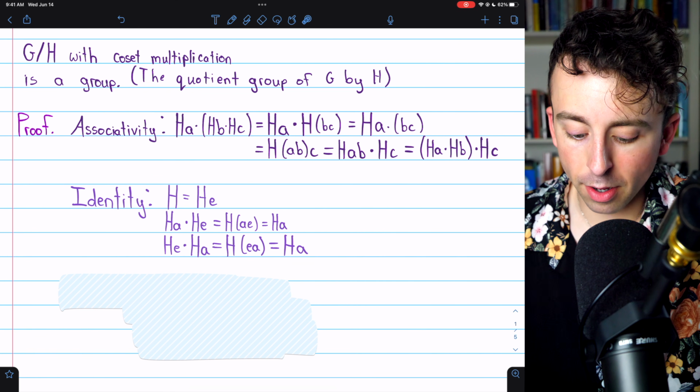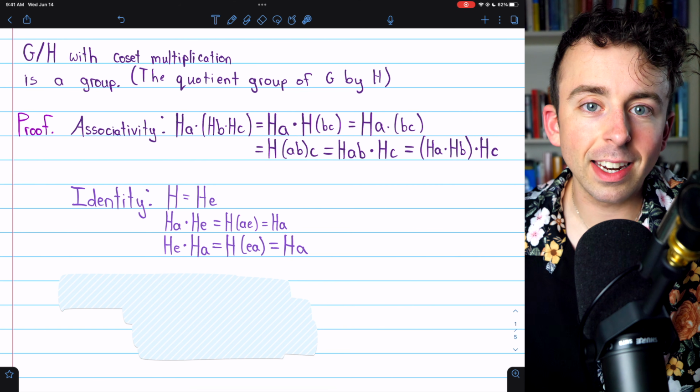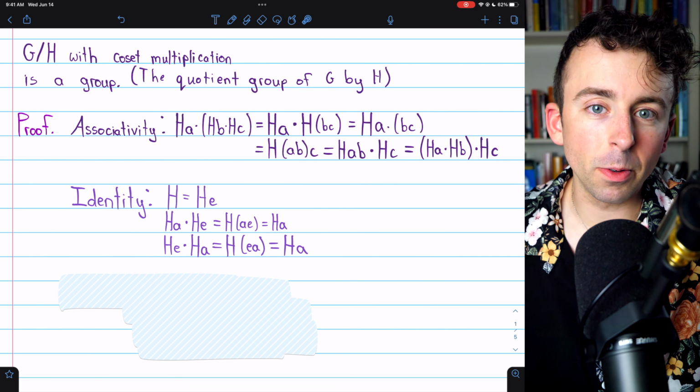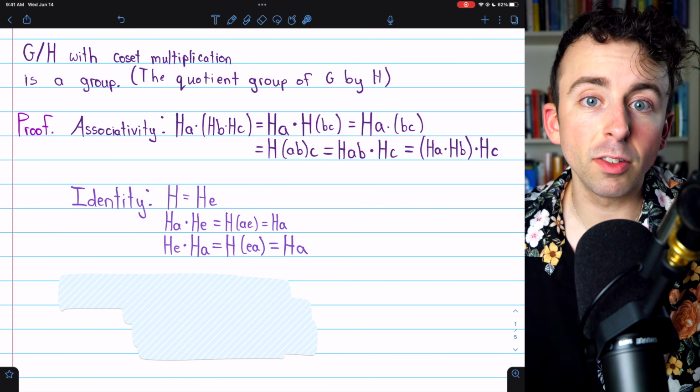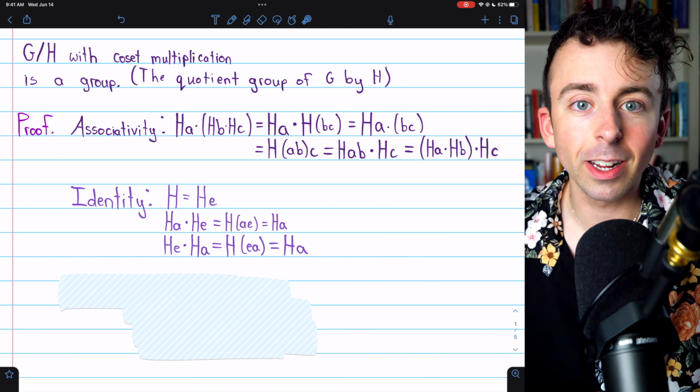I'll take this moment also to point out we're using right cosets here. We could do all of this again in terms of left cosets. It would work out the same. However, we really don't need to, especially because H is a normal subgroup, and in normal subgroups, left cosets are the same as the right cosets.